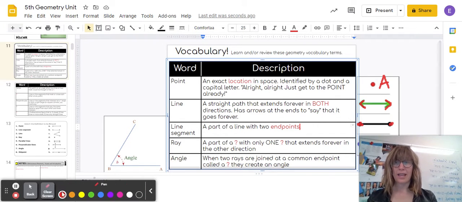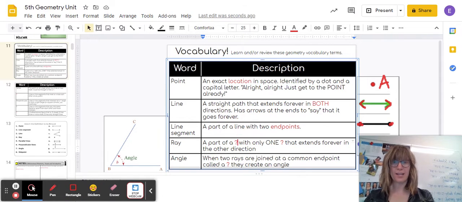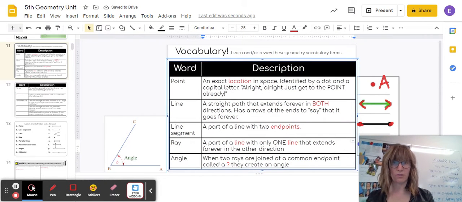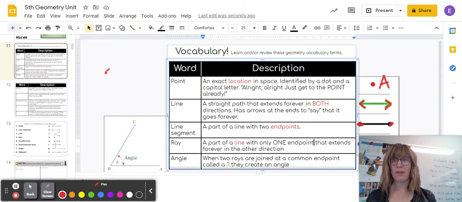So a ray is a part of a line with only one endpoint. That's what we want, with only one endpoint. And the other end goes forever in the other direction, right? So you might think of, if I have an endpoint right here, this is a ray.